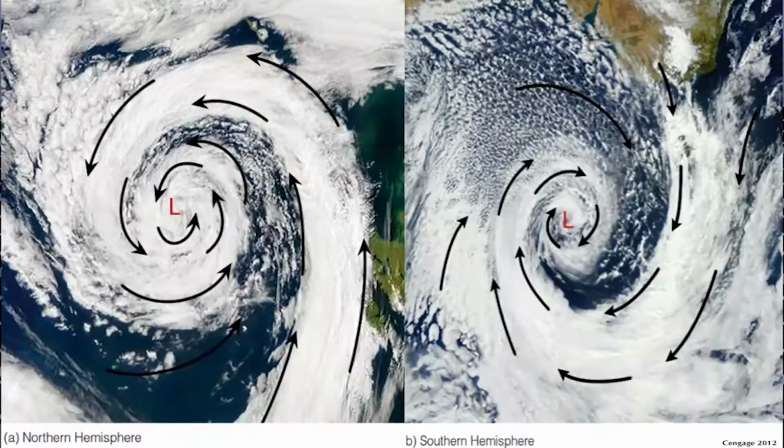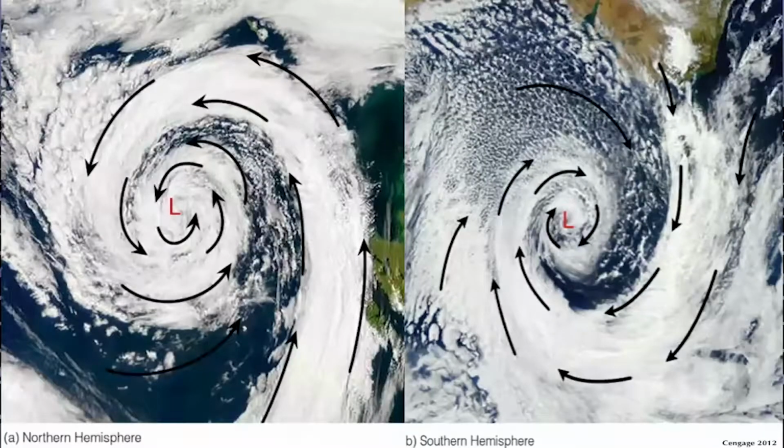This is how I can forecast what direction the wind is going to blow on any given day in the future, if I know where the high and low pressure is going to be. So this is an example of a storm on the left in the northern hemisphere, and notice how the winds are circling in a cyclonic fashion. Hey, cyclone, cyclonic, that's not coincidental.